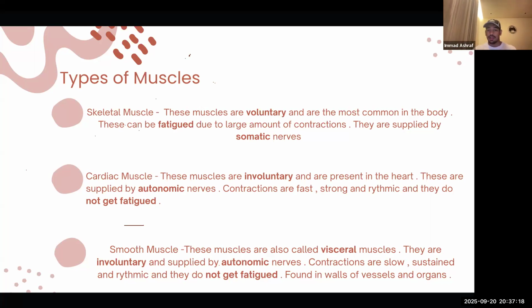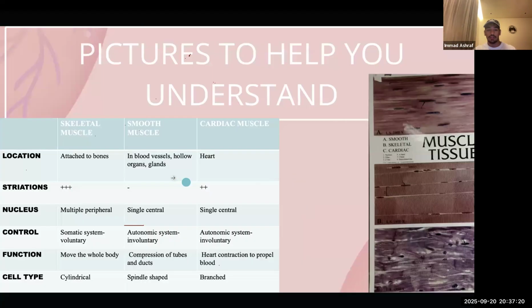So let's move on to the next slide now and understand the differences between the three types of muscles. So skeletal muscles are attached to the bones. Smooth muscles are in blood vessels, in hollow organs, in glands. Cardiac muscles are in the heart. Skeletal muscle is striated a lot. Cardiac muscle is slightly striated, and smooth muscles are not striated at all.